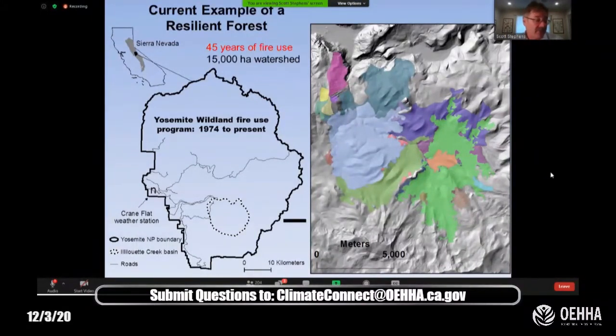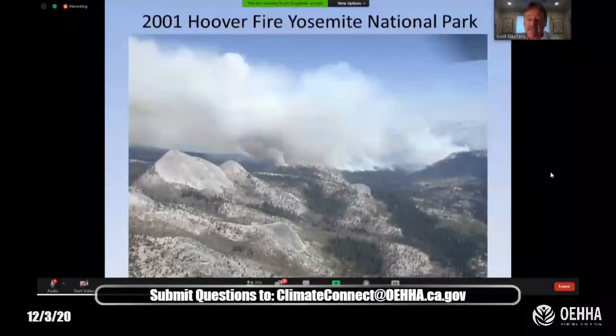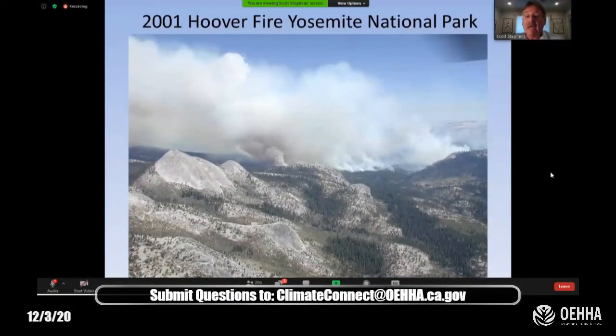Here's a picture of one of the fires that actually burned, the 2001 Hoover fire, lightning ignited. And you can see this is upper elevation mixed conifer forest. So we're talking about red fir, white fir, lodgepole pine, Jeffrey pine, montane meadows, and montane chaparral. But here's a fire that burned in 2001, got fairly large in the Illilouette Creek Basin.